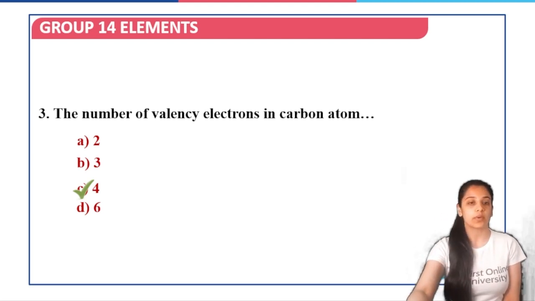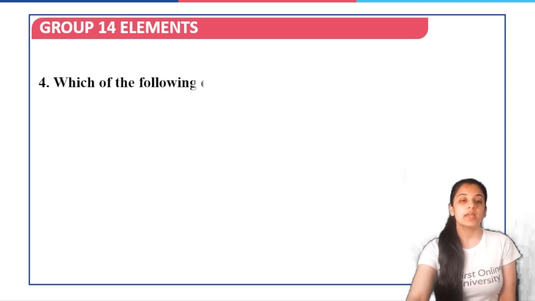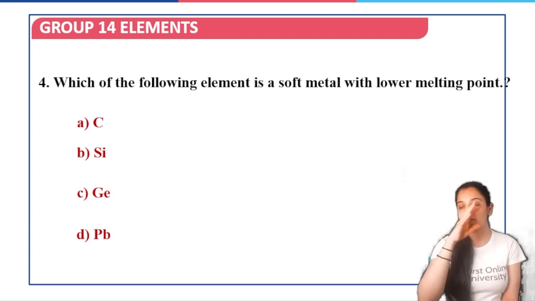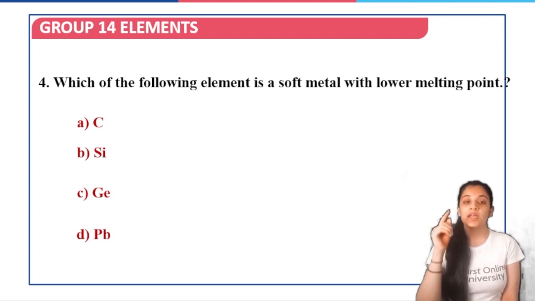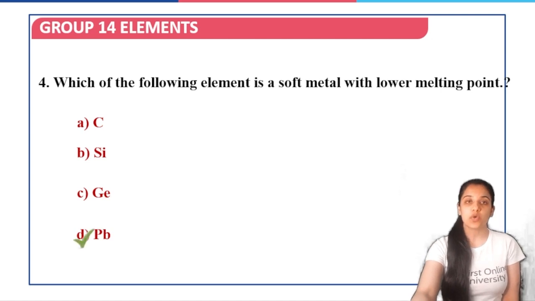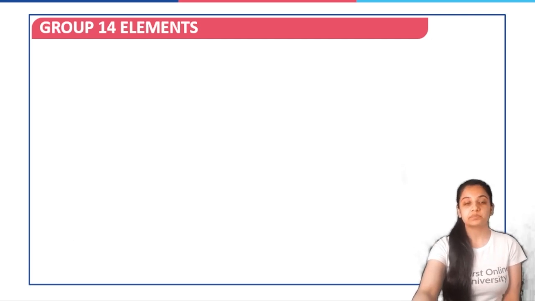2 plus 2, 4. Next question is, which of the following elements is a soft metal with lower melting point? So we have seen that carbon, silicon, germanium, these are not metals. It is only lead that's a metal and also a soft metal. So option D is the correct answer.